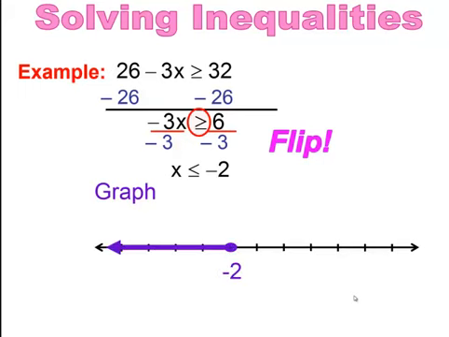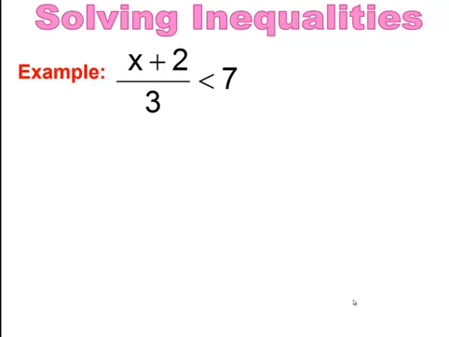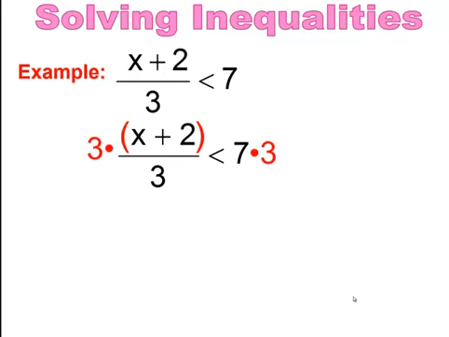Now notice this one. I have an expression over top of a number, and I want to solve for the variable. Well, that's really division. So that whole expression, x plus 2, is being divided by 3. In order to get to that variable x on top, I need to first undo that division. So you're going to multiply both sides by 3 to get rid of the division on the left-hand side.